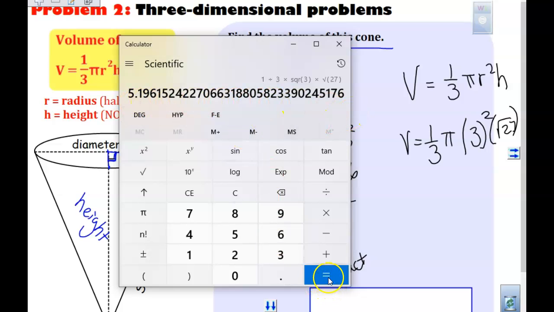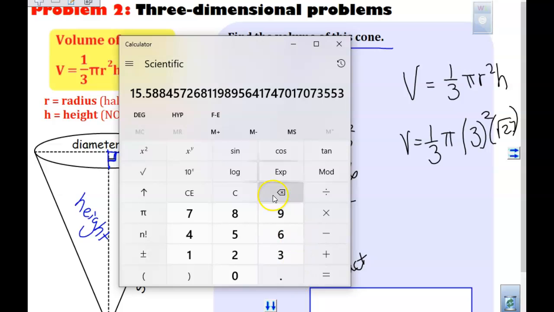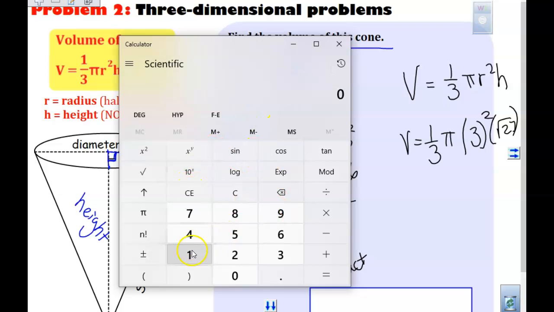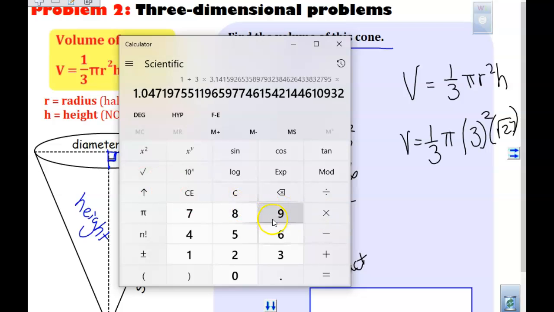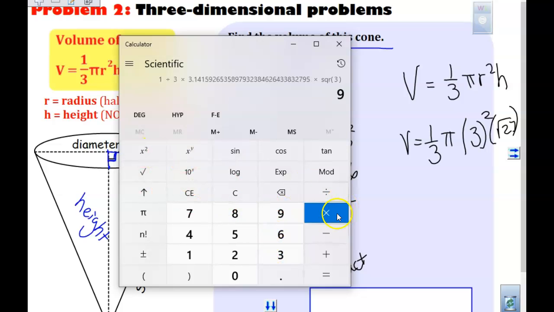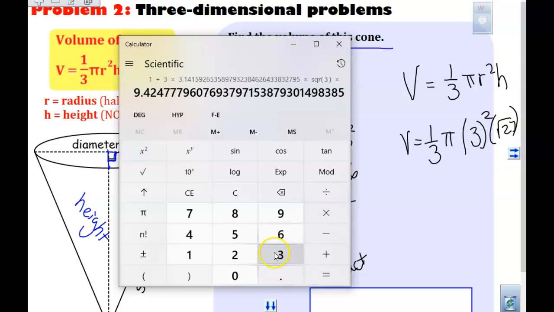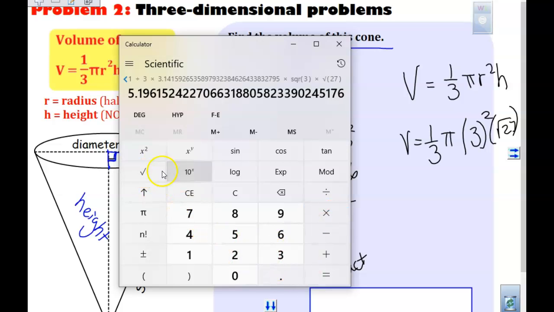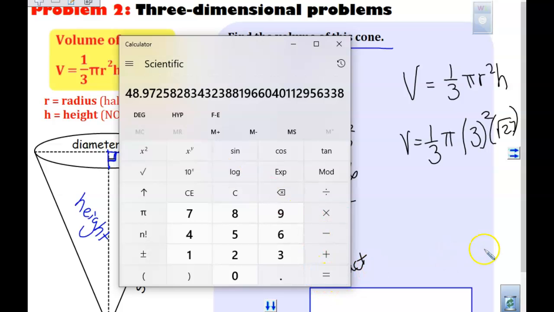Now hit equal. If I'm looking for the exact volume of this cone, I would have kept it with the square root of 27 and pi, but we're approximating it at this point. Something doesn't look right on that one. What did I miss? 1 divided by 3 times pi. I didn't square 3, right? 3 squared times, and then I should have had the square root of 27, equals. That looks way better.